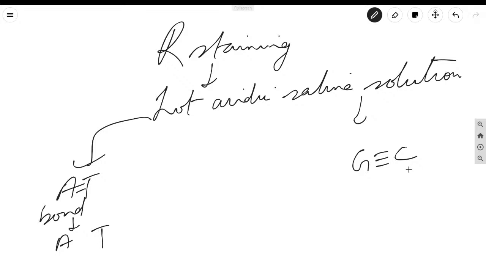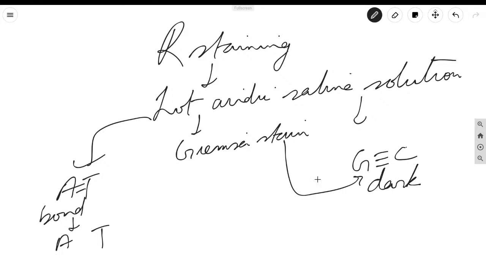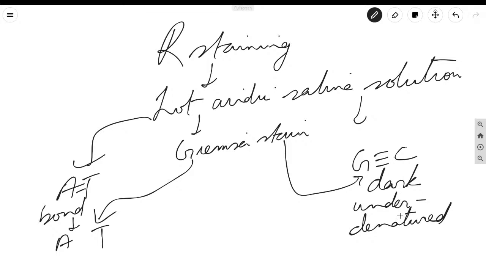So now it is a reverse band and then Giemsa staining will be done. Then I'll add the Giemsa stain. Now what will happen is, where denaturation has not happened properly, at GC, it will stain dark. Where denaturing has happened completely, or you can call it under denatured, it will be able to bind in a very less manner. So this will be a dark band, this will be a light band. Just the opposite. Reverse Giemsa staining is R staining.